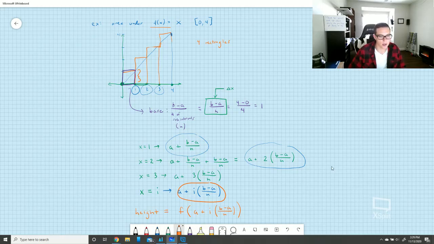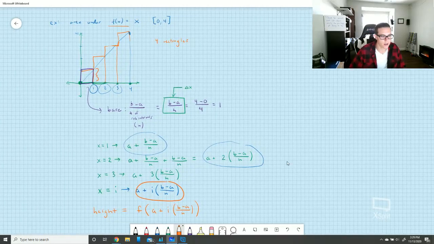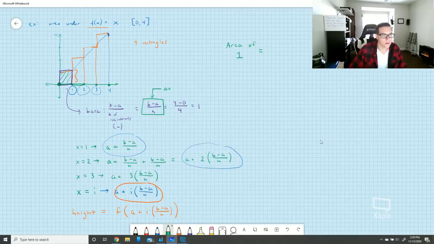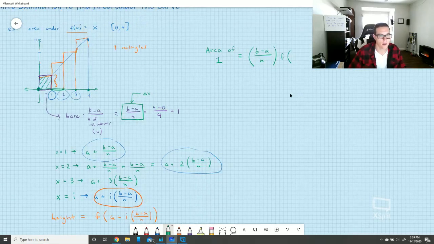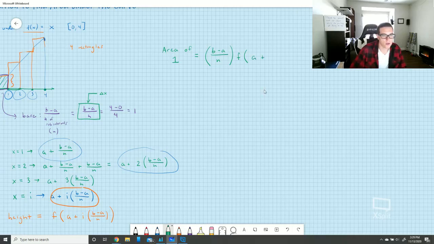So here's where I'm going to turn it all into the summation idea. This first rectangle would be your base length, right? So the area of rectangle 1, can you see that? Is the base length, which we already said is (b minus a) over n, and we'll keep it general for a moment, (b minus a) over n, times the height, which is, I'll move this down in a sec, f of a plus 1 of these (b minus a) over n's.